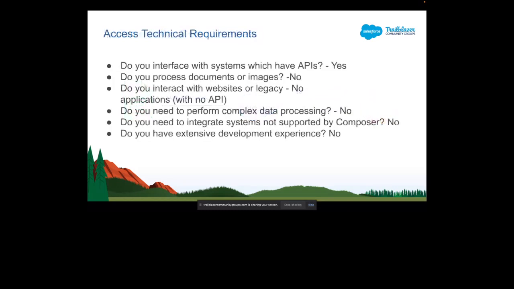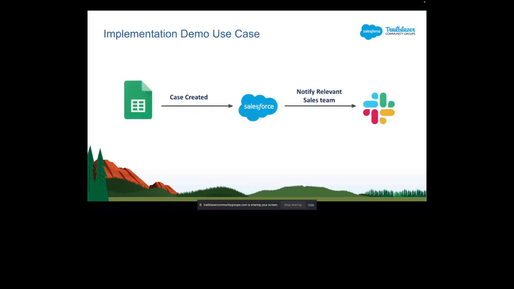So we went through today's implementation demo, but before that, let's also analyze which is the right tool to use in this case for this business process to get automated. The first question we ask ourselves is, do you interface with systems which have APIs? My answer is yes. Google Sheets has APIs exposed, Salesforce has APIs exposed, and Slack also has APIs exposed. With that, the answer would be yes.